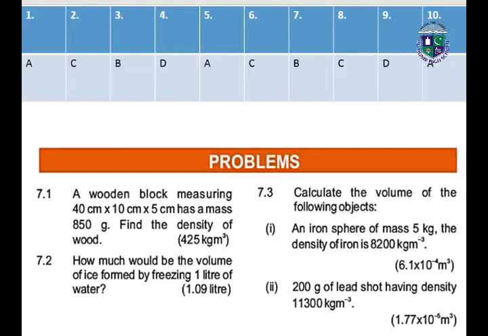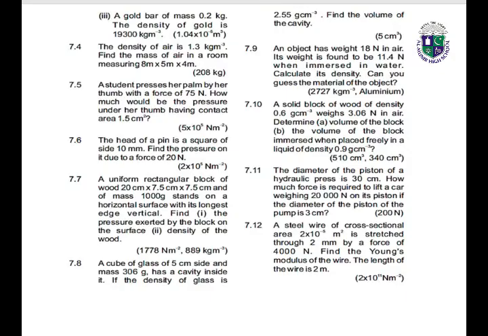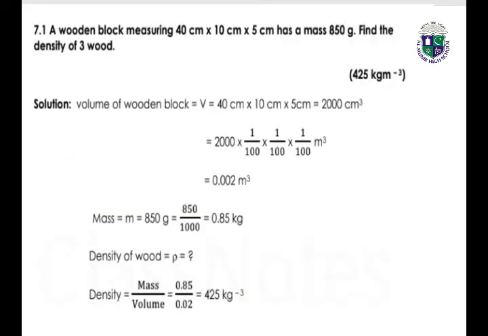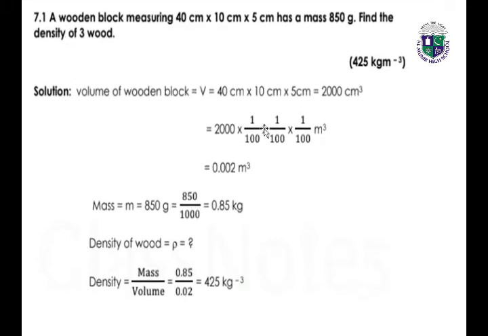Next, students, we have the numerical problems. We have 12 numerical problems. We will solve them one by one. In the first one, he is asking a wooden block measuring 40 centimeter into 10 centimeter into 5 centimeter has a mass 850 grams, and we have to find out the density of the wood.